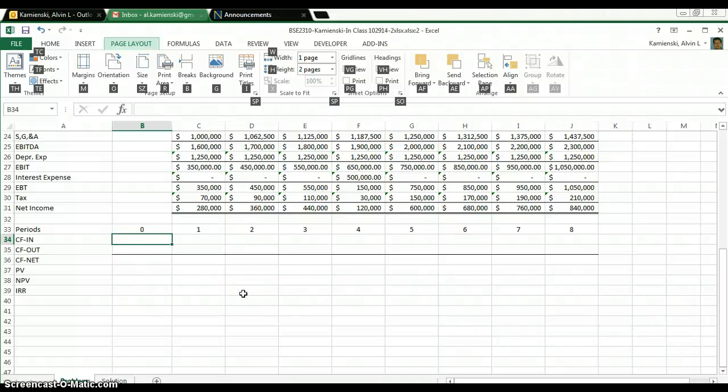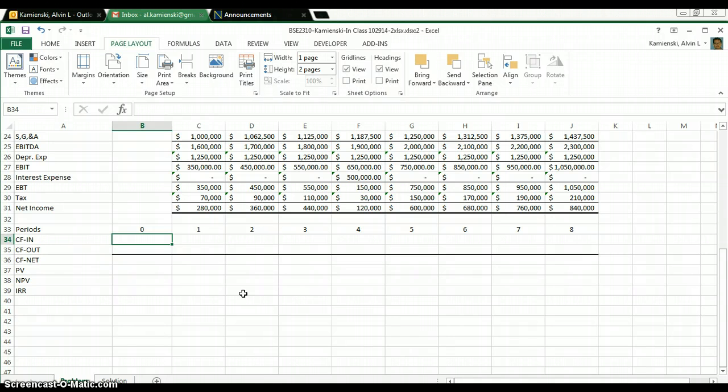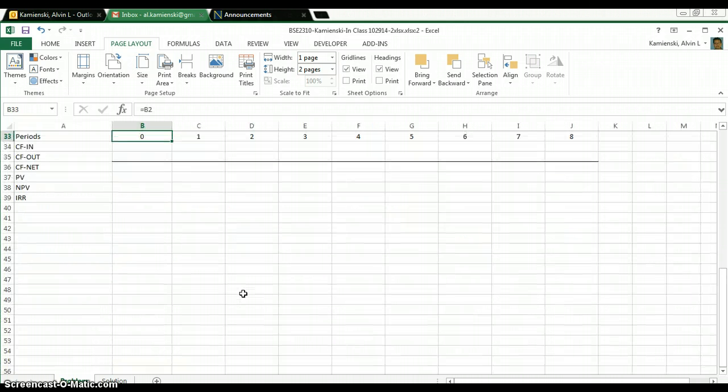So now that we have the income statement constructed, let's go ahead and use the income statement's inputs and assumptions above to connect it to the NPV model down below. So we have our basic layout in terms of having our periods, our cash flows in, our cash flows net, our present value, NPV and IRR.